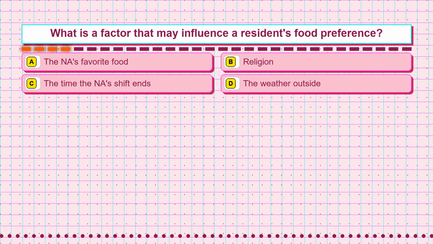Question 100. What is a factor that may influence a resident's food preference? Option A. The NA's favorite food. Option B. Religion. Option C. The time the NA's shift ends. Option D. The weather outside.